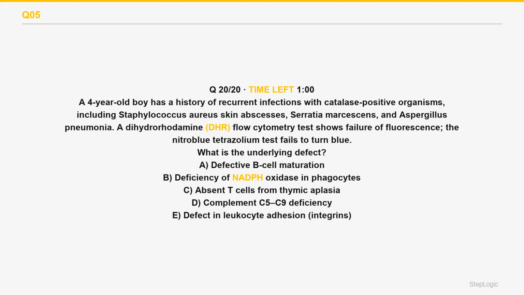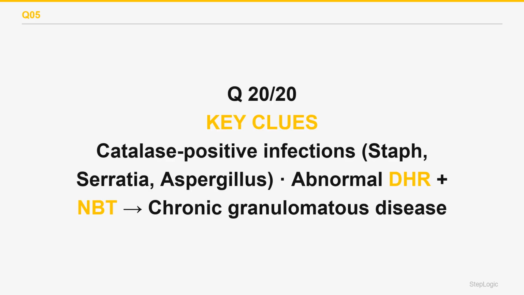Read the command. Underlying defect. Recurrent catalase-positive infections, abnormal DHR and nitroblue tetrazolium tests: chronic granulomatous disease, an NADPH oxidase defect. Chronic granulomatous disease is caused by a defect in NADPH oxidase, the enzyme phagocytes use to generate the respiratory burst. Normally, NADPH oxidase produces superoxide, which is converted to hydrogen peroxide and other reactive oxygen species that kill ingested microbes. Without it, phagocytes can engulf organisms but cannot kill them.